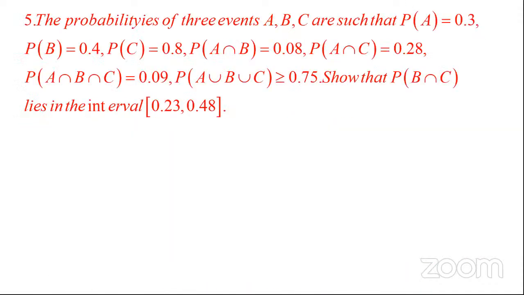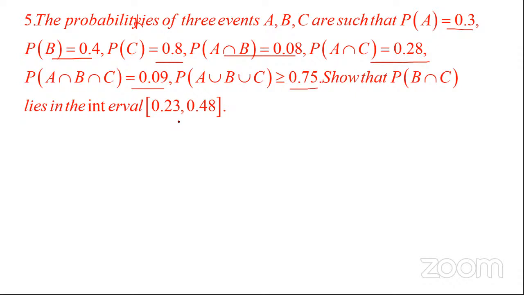Next, we have to discuss some problems. The probabilities of three events are such that P of A equals 0.3, P of B equals 0.4, P of C equals 0.8, P of A intersection B equals 0.08, P of A intersection C equals 0.28, P of A intersection B intersection C equals 0.09, and P of A union B union C is greater than or equal to 0.75. Show that P of B intersection C lies in the interval 0.23 to 0.48.